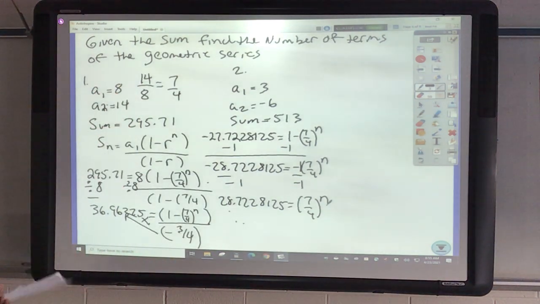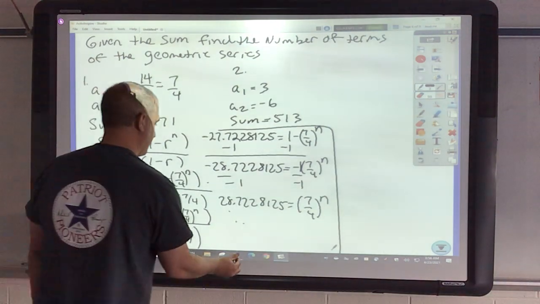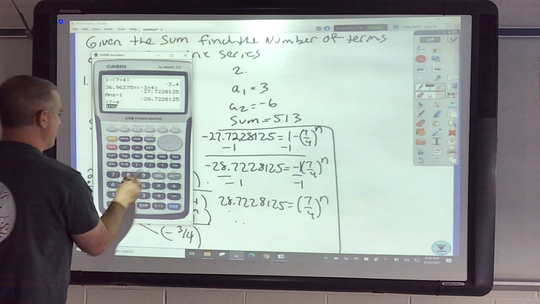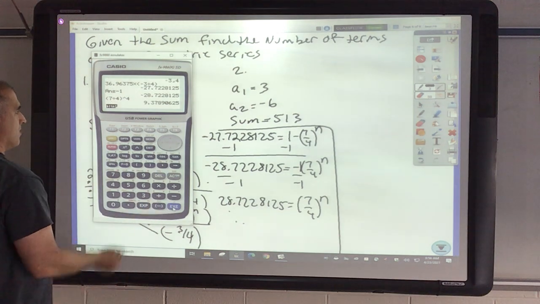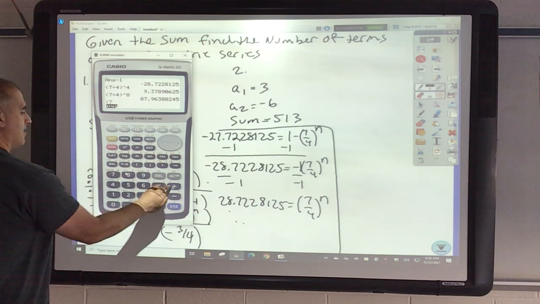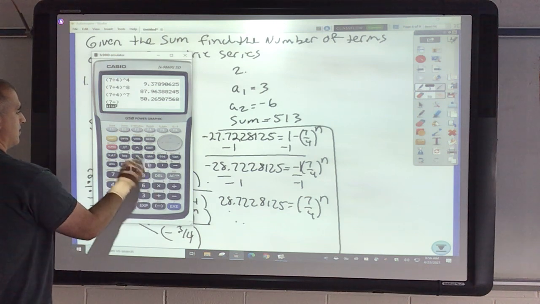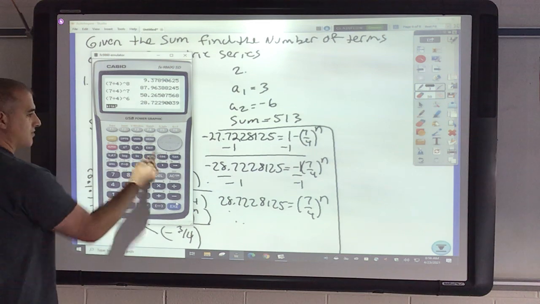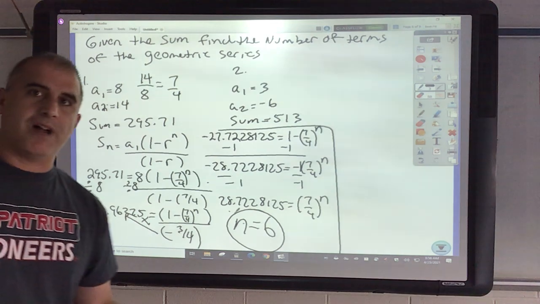Now, this is where I get down to the guess and check part. I'm going to move that so you guys can see it. So I just want to do 7/4 to some power and guess to find out what I got there. Let's say I put 4. That didn't work. Let's say I put 8. That's too many. Let's say I put 7. That's too many. Let's say I put 6. That's right. So n is 6. That's how you do those problems algebraically.